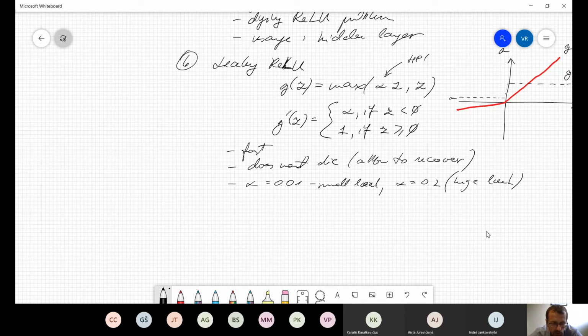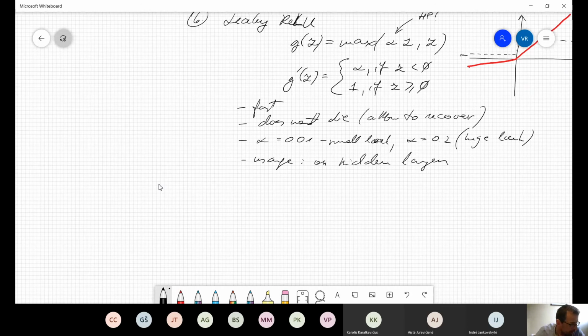If you see that some neurons are not outputting, not actually working, and gradients do not propagate to the neurons on the lower end, the left side, you might need to increase the leak a little bit so the gradient gets passed. So this is again the usage on hidden layers, where it is the usual thing to be used.